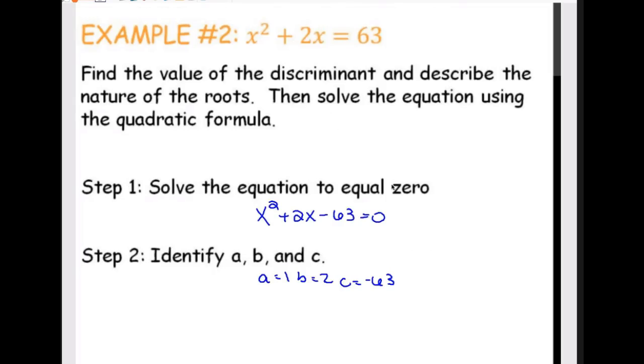So for example 2, you want to do the same thing. Step number 1, set it equal to 0. Identify my a, my b, and my c. And if you don't want to write down your a, b, and c's every time after this example, you don't have to. I'm just doing it to reiterate the importance of a, b, and c in the quadratic formula.